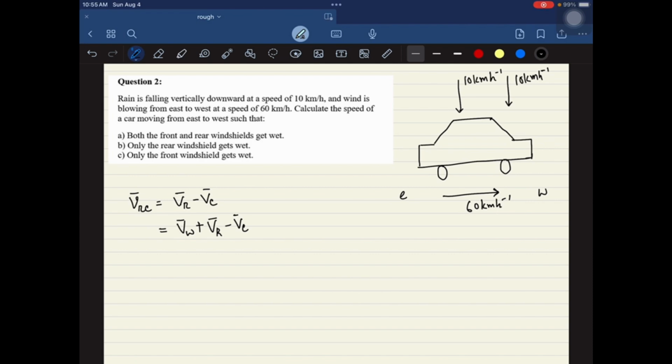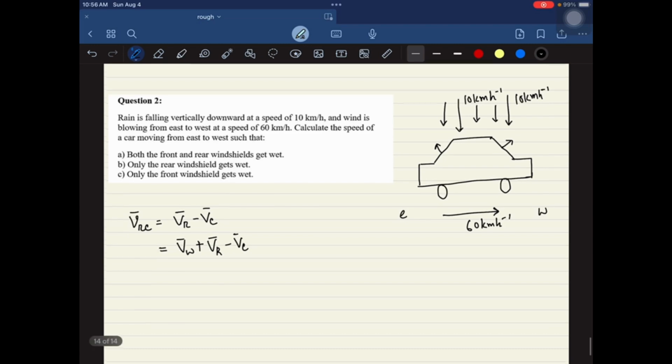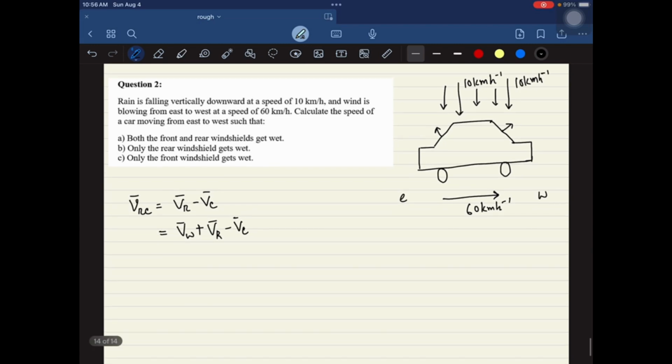So to calculate this, both the front and rear windshields get wet. This is the front windshield and this is the rear windshield. To get those windshields wet, the rain needs to move in a vertically downward direction relative to the car.